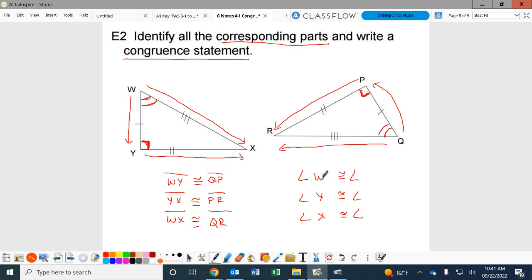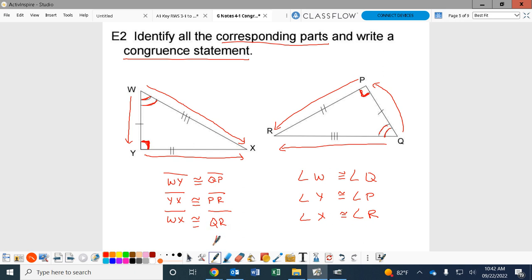Okay, W has 2 marks on it. What angle in the other one has 2 marks on it? Q. The angles are the easy part, guys. The Y has the right angle symbol. What angle has the right angle symbol? P. The X has no mark. What angle has no mark? R. That's it for the angles.